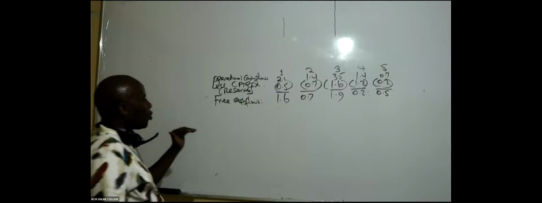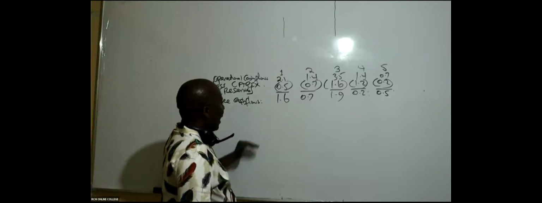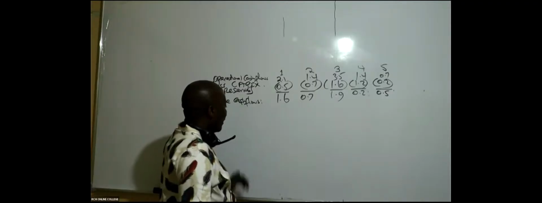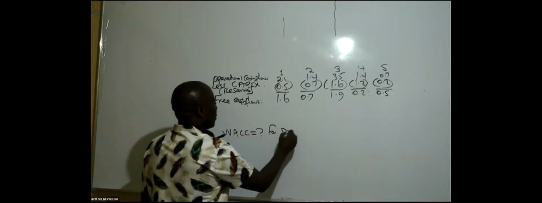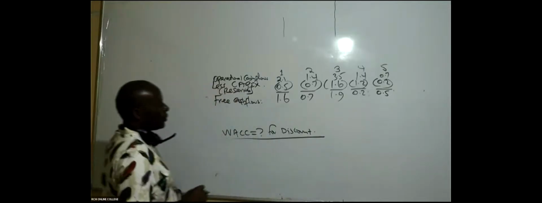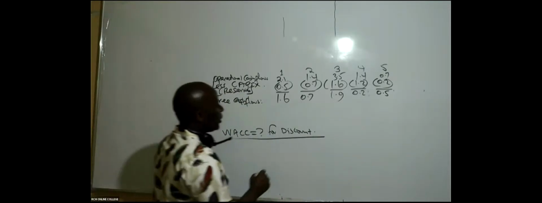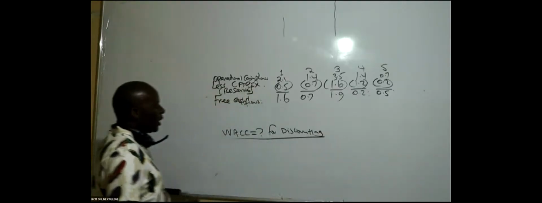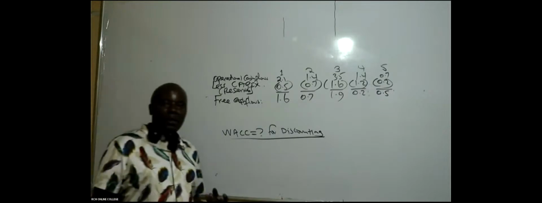I will skip like 5 lines for you to be able to get what we call the WACC for discounting purposes. Because now we need to discount this. WACC for discounting. Remember, this is the weighted average cost of capital, WACC.